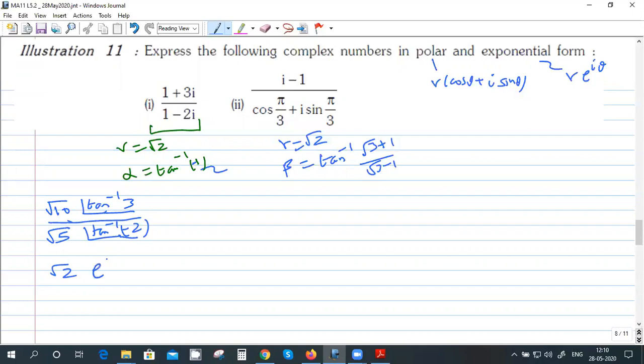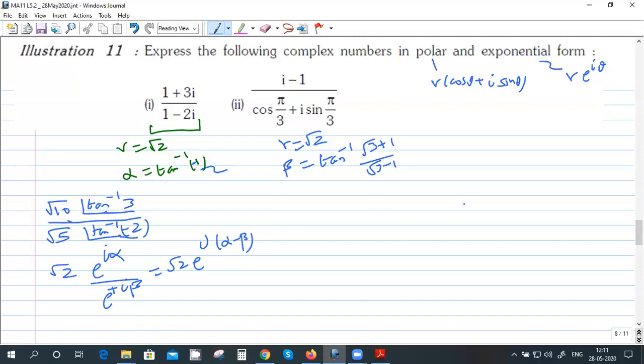So the second, write it as e raised to the power i alpha divided by e raised to the power i beta, where I have to find the angles. Tan alpha is 3 and tan beta is minus 2. Is that clear? Yes, sir. So this is equal to root 2 e raised to the power i (alpha minus beta). Alpha and beta are found by tan inverse 3 and tan inverse minus 2.